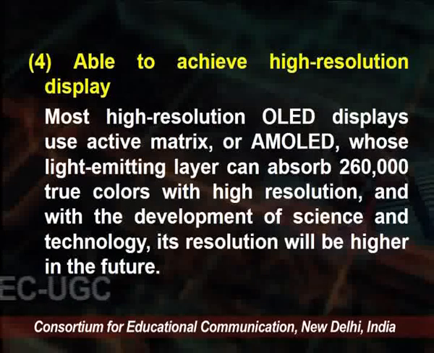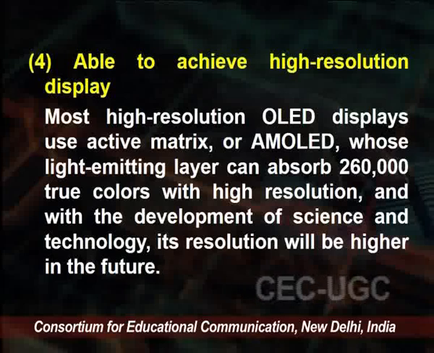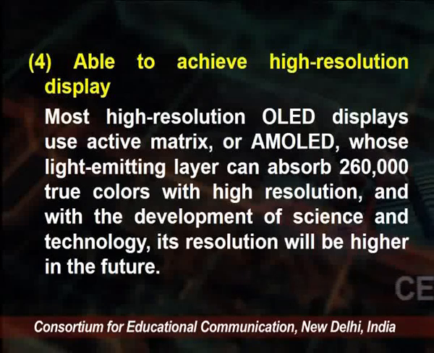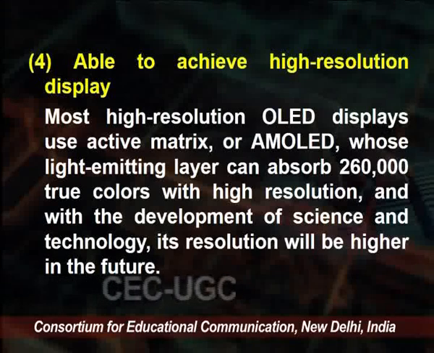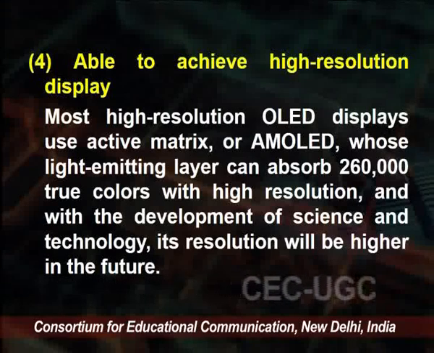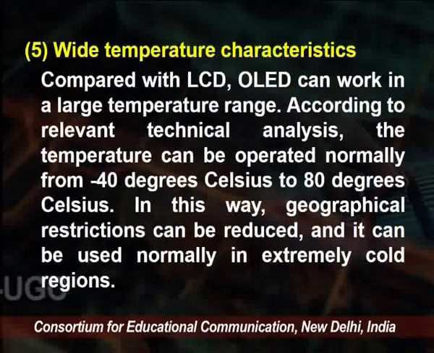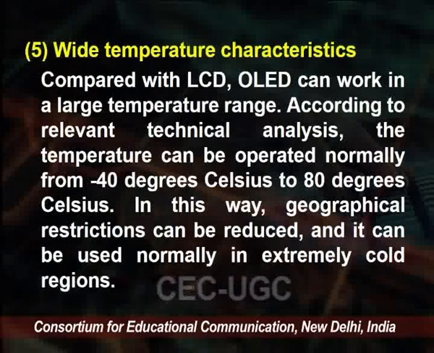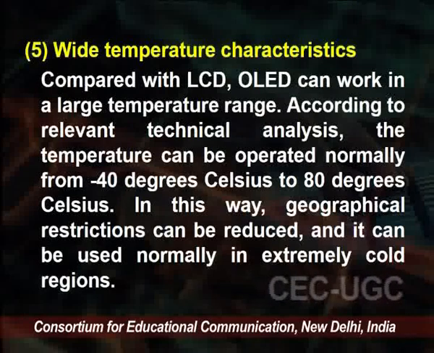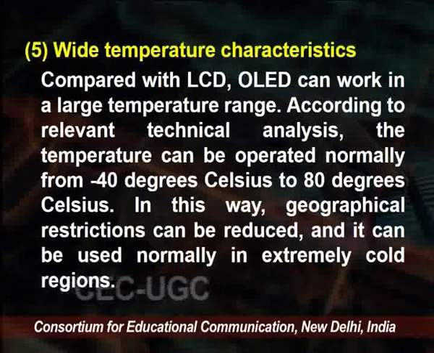Next is the ability to achieve high resolution displays. High resolution OLED displays use an active matrix, and their light emitting layers can absorb more colors and give high resolution. Another is wide temperature characteristics. Compared to the LCD, OLED can work in a large temperature range. According to relevant technical analysis, the temperature can range from -40 degrees Celsius to 80 degrees Celsius.